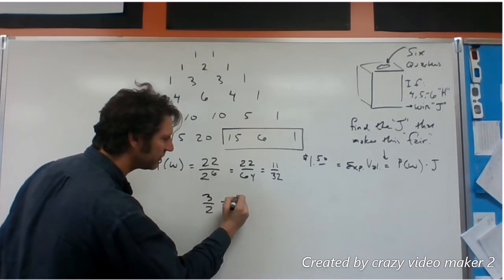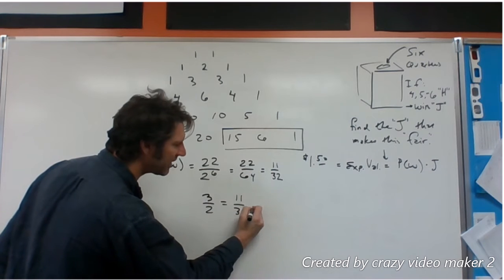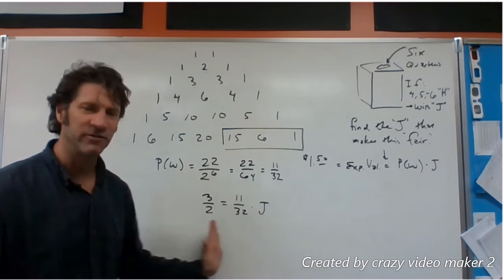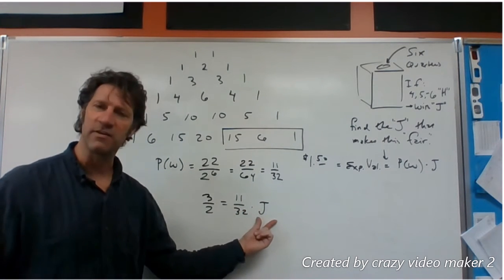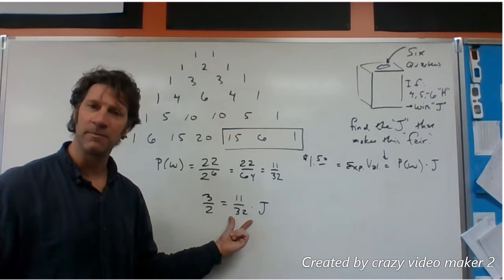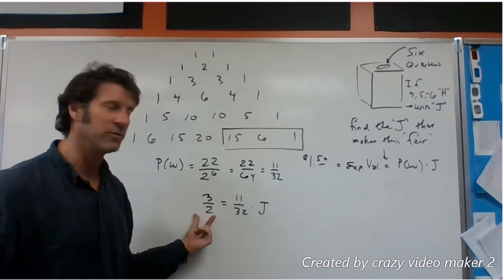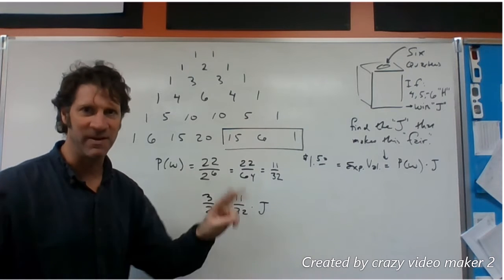3/2 is equal to 11/32 times J. And this is the important thing. Whatever that jackpot is, you multiply it by this probability of winning to get an expected value that equals the cost of the game. That means the game is fair.